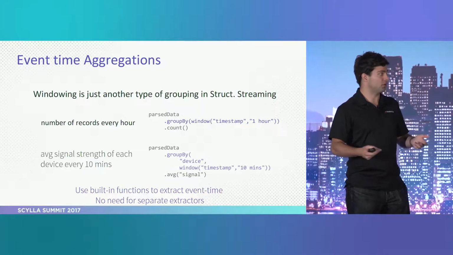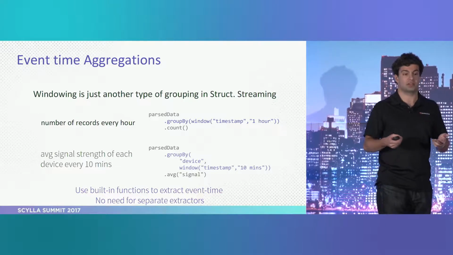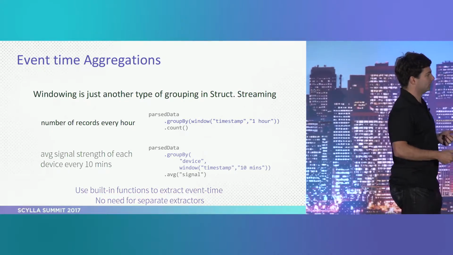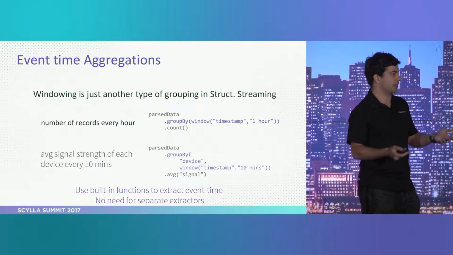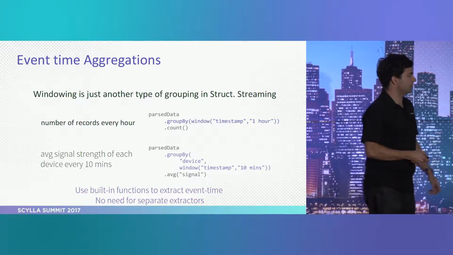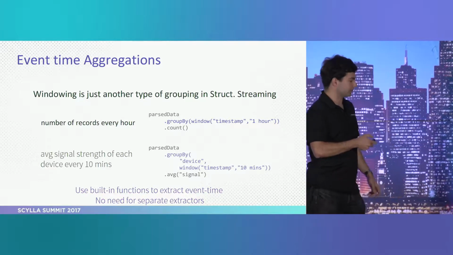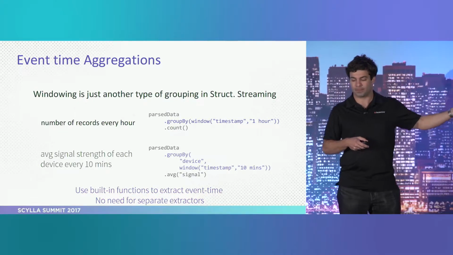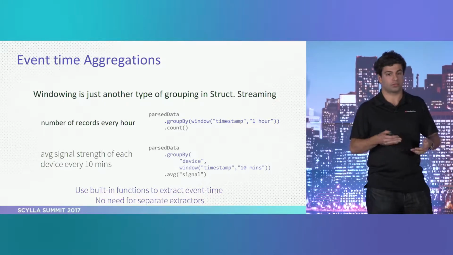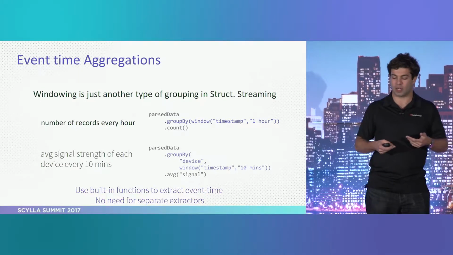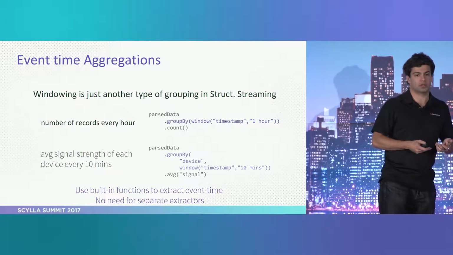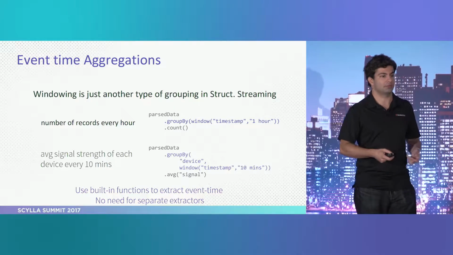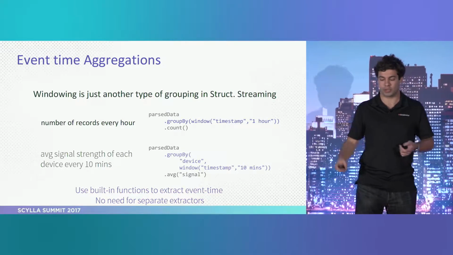So for example, windowing on your event time is basically just another type of grouping in your structured streaming application. It's very simple. You want to do a group by aggregation. You can select your window of timestamp 1 hour, for example, and then do a count of all the records that you received in that 1 hour. Or if you wanted to group by your device ID, for example, you can just add it as a separate column in your group by query.